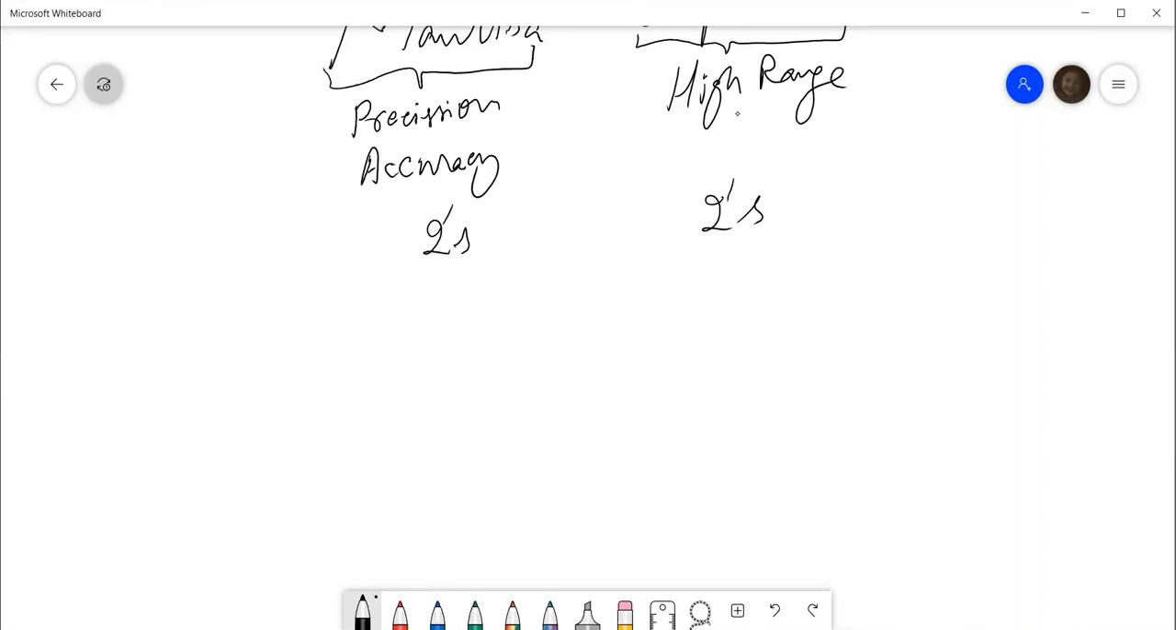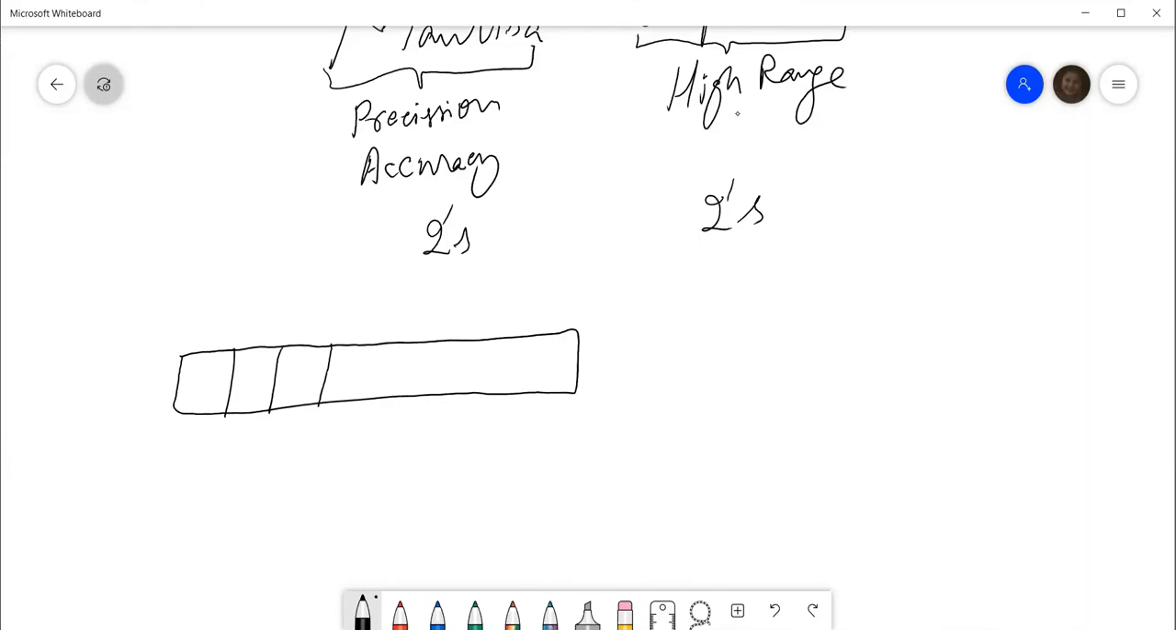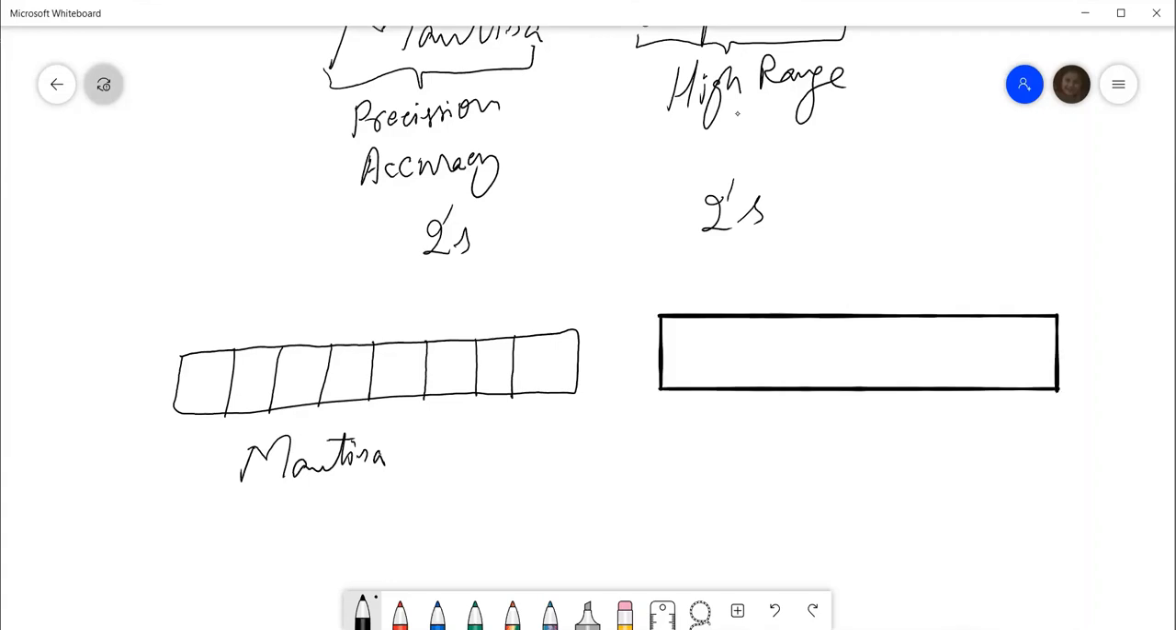Now, for example, if I say that we have 1, 2, 3, 4, 5, 6, 7 and 8 bits for mantissa, and likewise 8 bits for exponent. It means the programmer has used 2 bytes for one floating point representation.